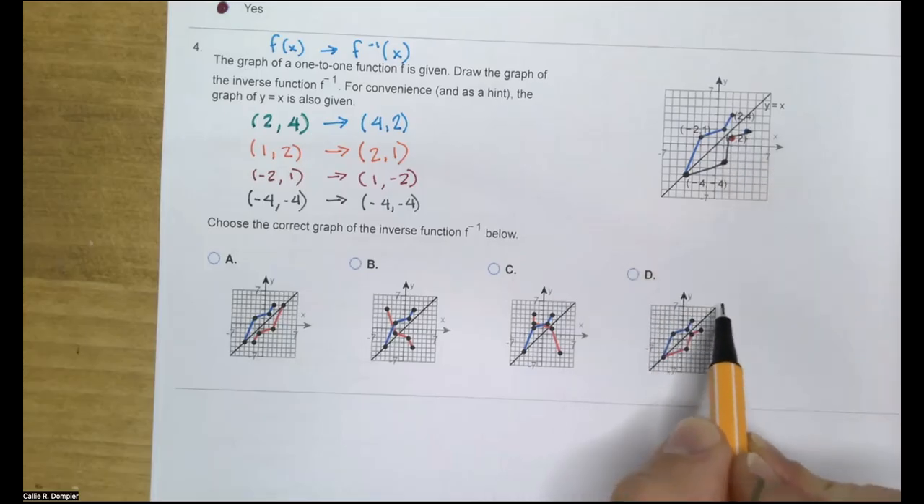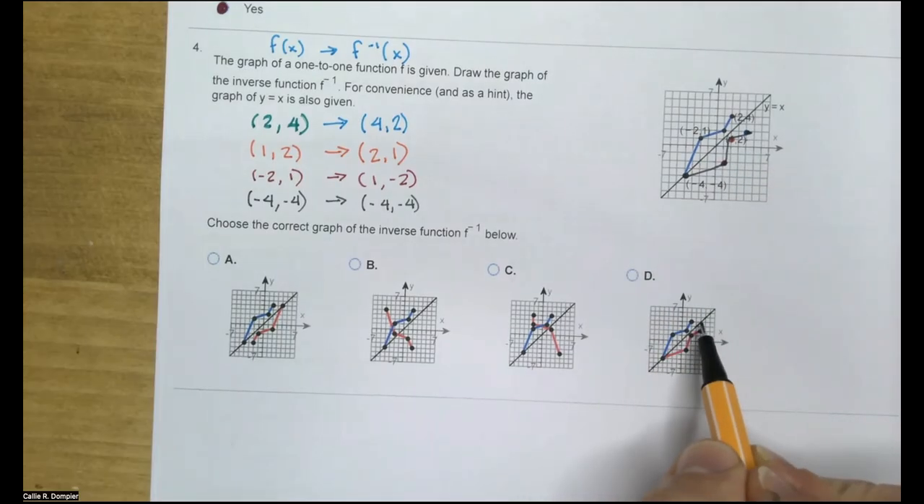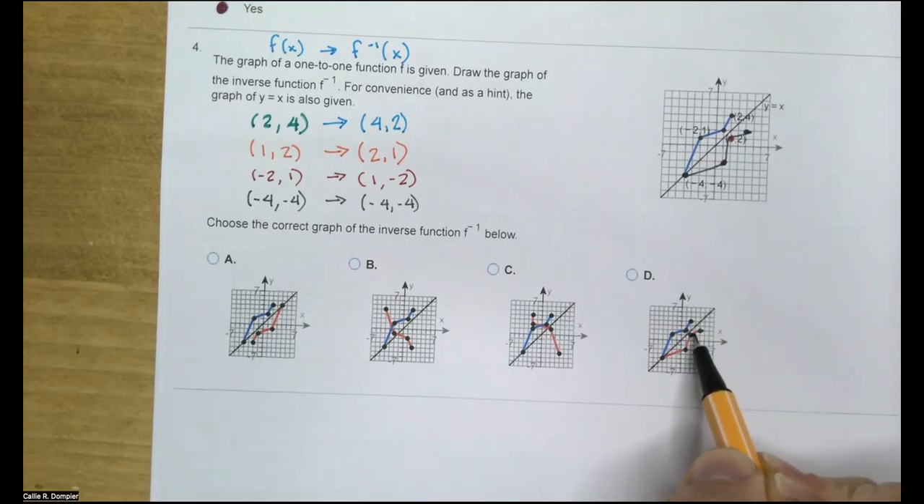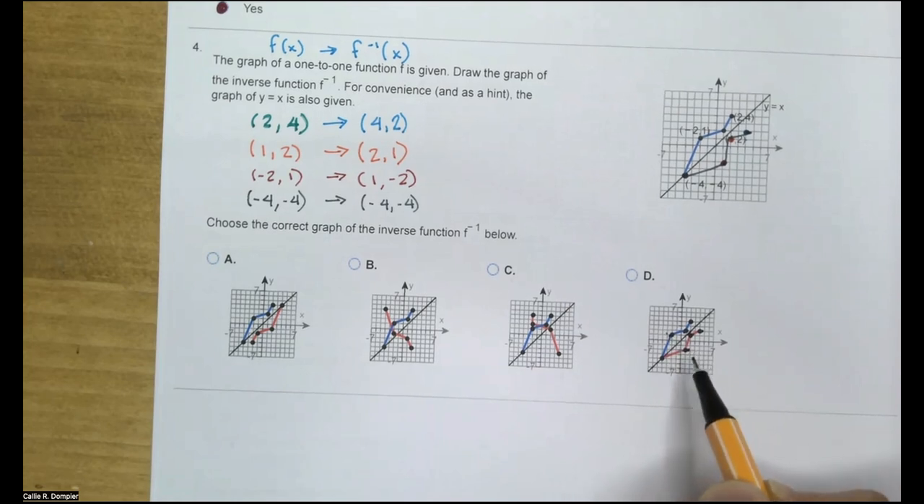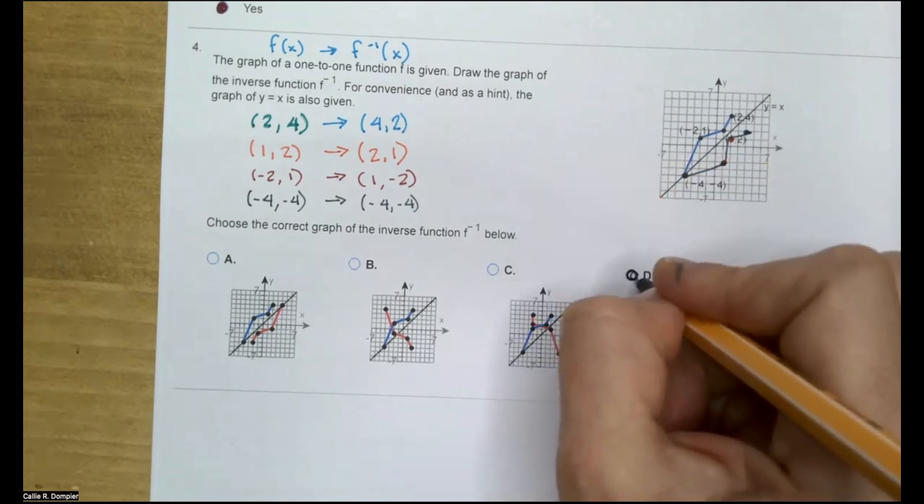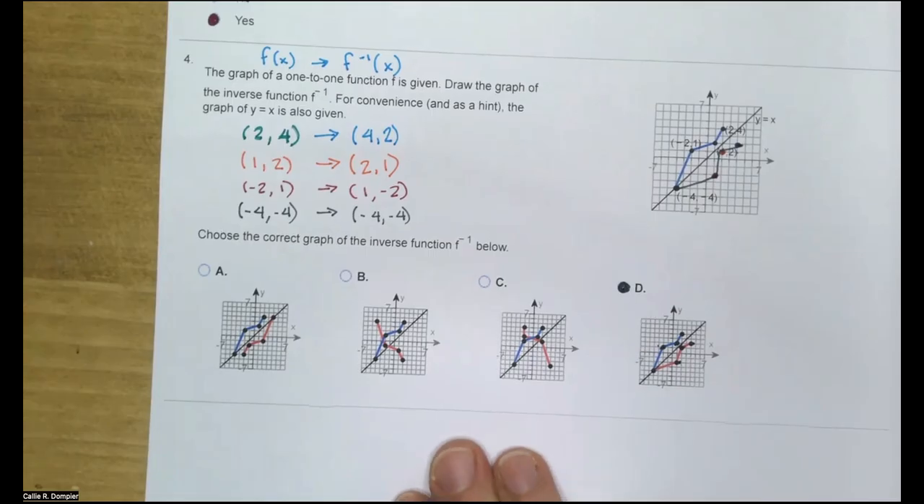So that means it should match along that line of symmetry. This is the same distance from that center line as this. This is the same distance from the center line as this one. They are equal distances from the center line. So it is graph D for number 4.